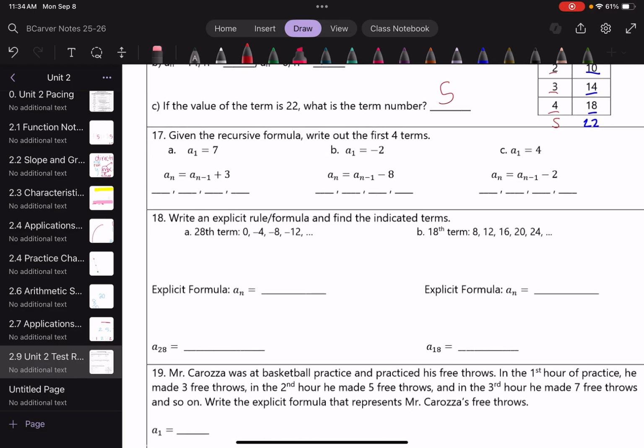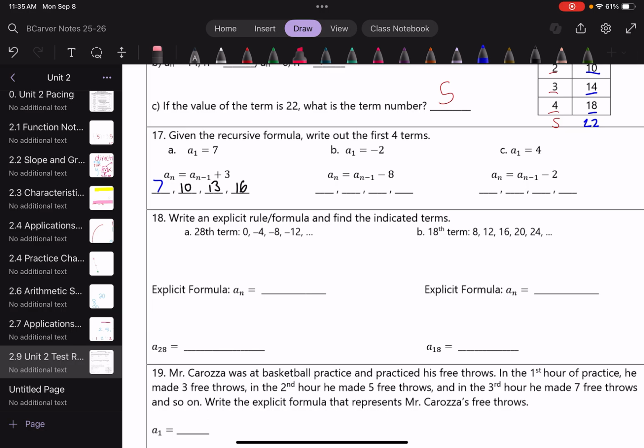On 17, we're given the recursive formula. We need to write out the first 4 terms. So for A, I know we have 7. If I add 3 to 7, I'm going to have 10. If I add 3 to 10, I'm going to have 13. And 3 to 13 is going to be 16.